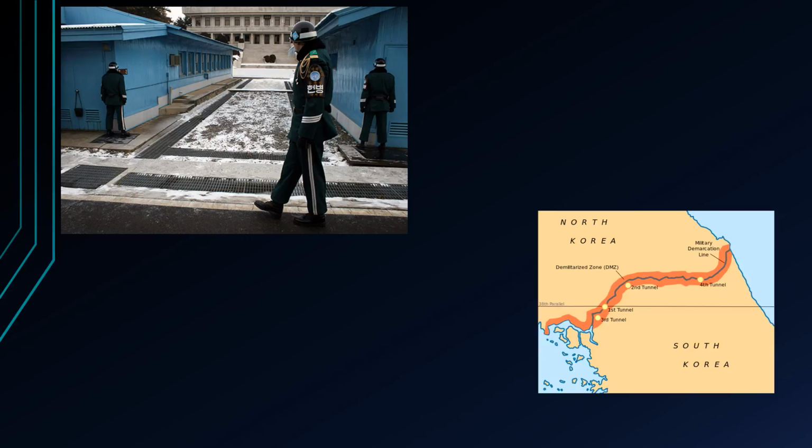Alright, so this picture here shows you South Korean forces in the demilitarized zone. As you can see, it's not a complete area that's free of military, but you can see they're keeping a watchful eye on the North Koreans. And the other picture shows you a map of what North Korea and South Korea look like, with the 30th parallel being the boundary and the demilitarized zone there.